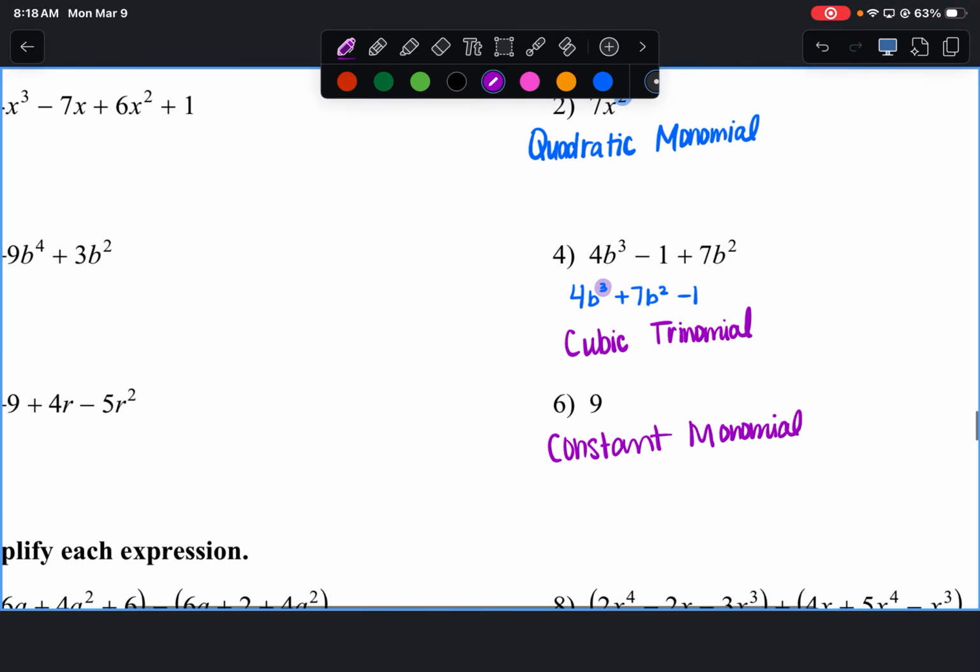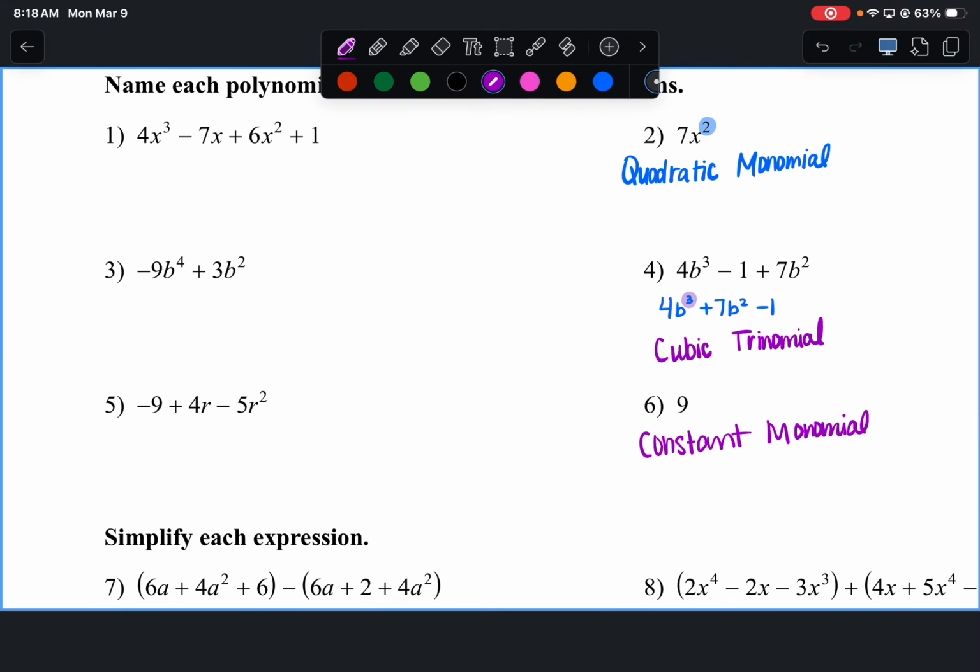Just real fast, we're going to look at the other ones. What's the biggest exponent in number 1? 3. So that makes it cubic. And it has 1, 2, 3, 4 terms. So it's a cubic polynomial. For number 3, what's the biggest exponent? 4. So that makes it quartic. And it's how many terms? It is a binomial because it's 2 terms.